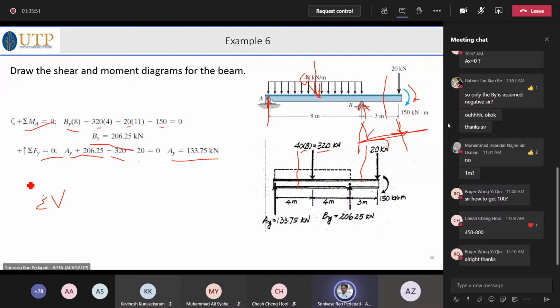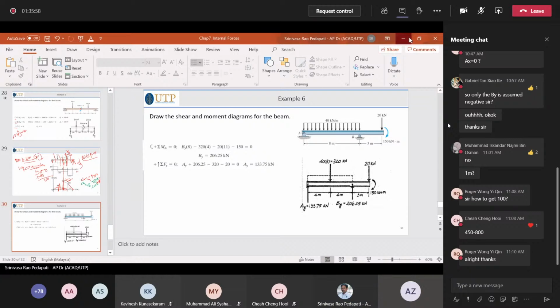Is it correct? What I'm saying is correct or not? Is it correct or not? So anybody working? Everybody in the break, or have you joined or not? So no responses here. What is the shear force during the span of B and the end point, right side?